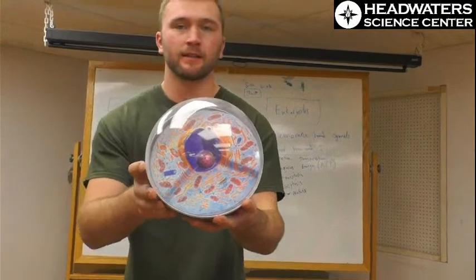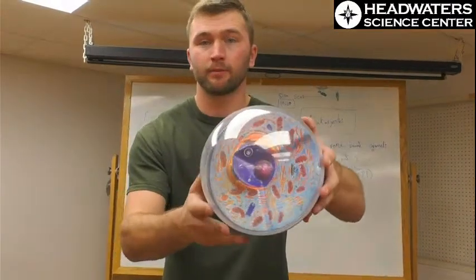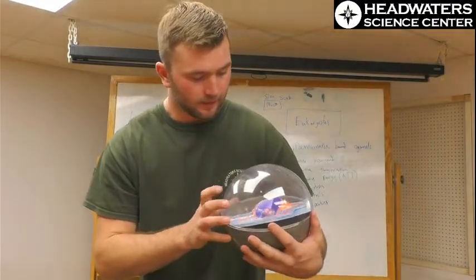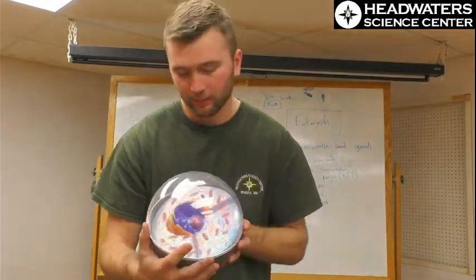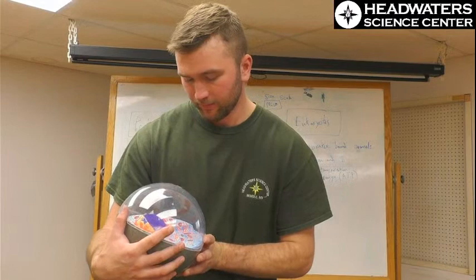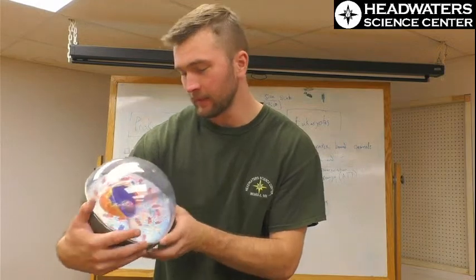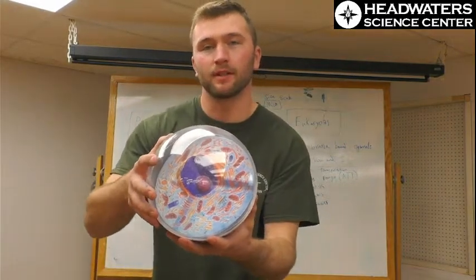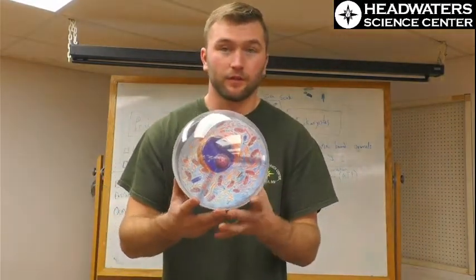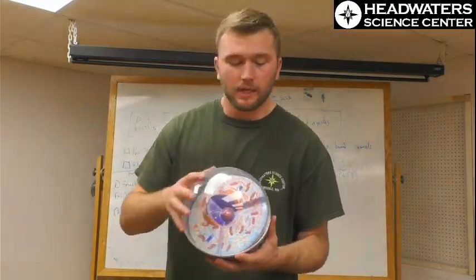You can see that there is a lot of stuff going on here. It's not just one big blue ball. You can see a nucleus, you can see mitochondria, you can see different types of endoplasmic reticulum, ribosomes, maybe there's a Golgi apparatus in there, lysosomes. So those are all examples of organelles.